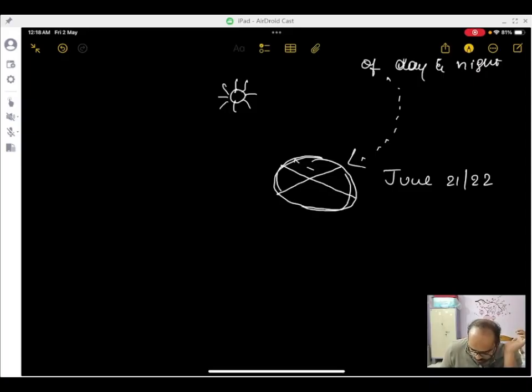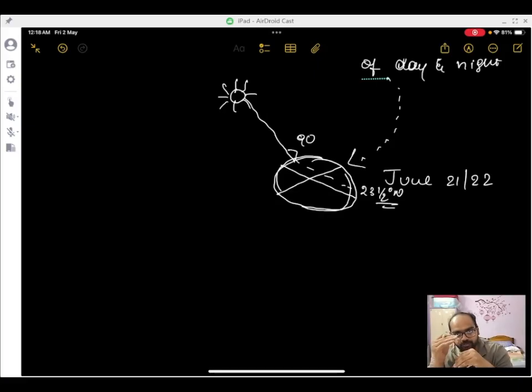Sun's rays fall vertically on Tropic of Cancer while rotating from March to June. What happens? The sun's rays start shifting northward.